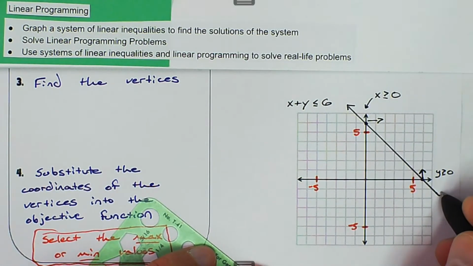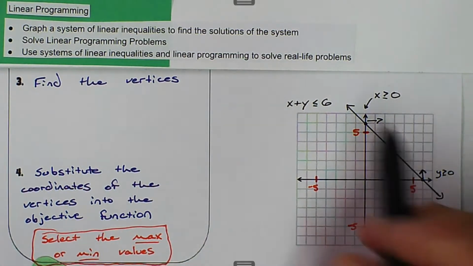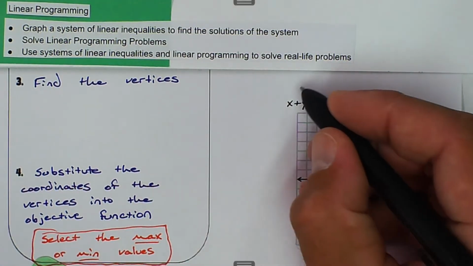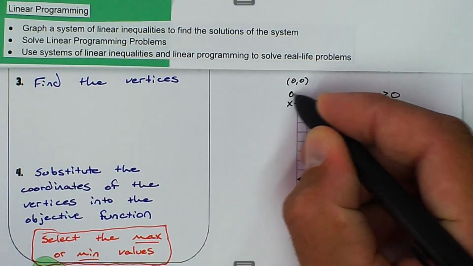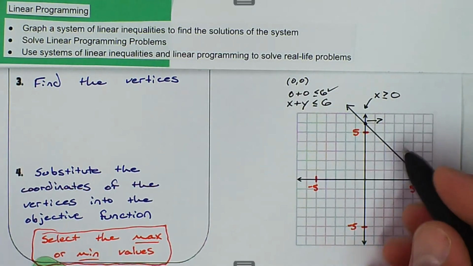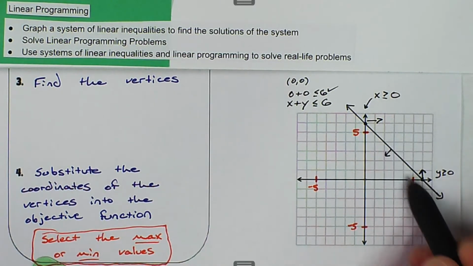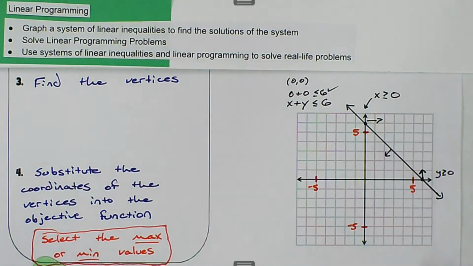And in this case, then we can check. If we check 0, 0 to make sure that we're shading on the correct side, 0 plus 0 is less than or equal to 6, that is true. So we want to be on this side of the line. So we can see that we have this triangle for our feasible region, but we do have one more to check.